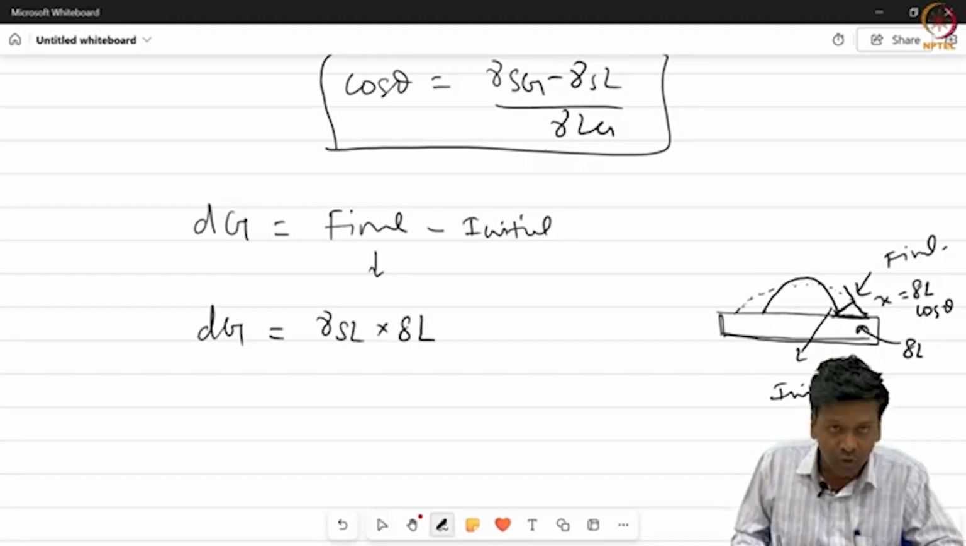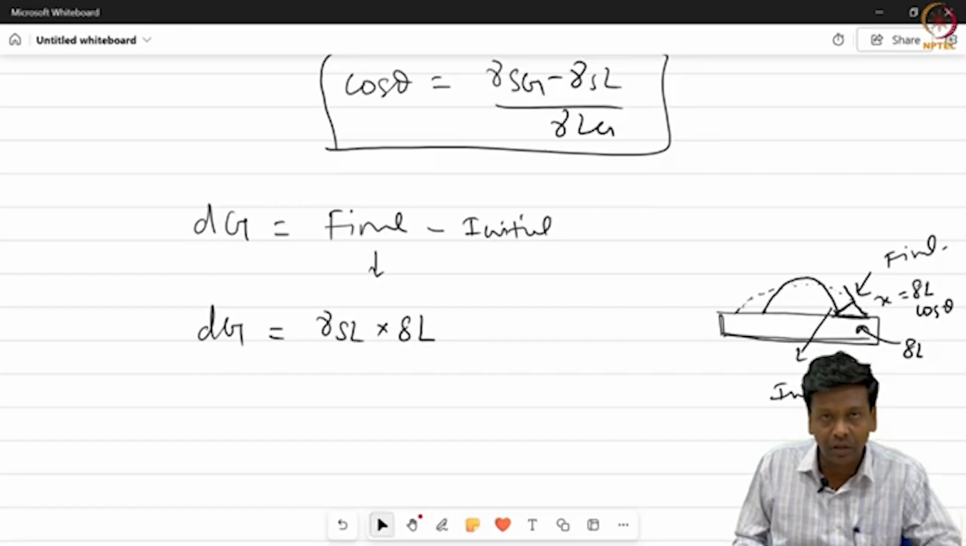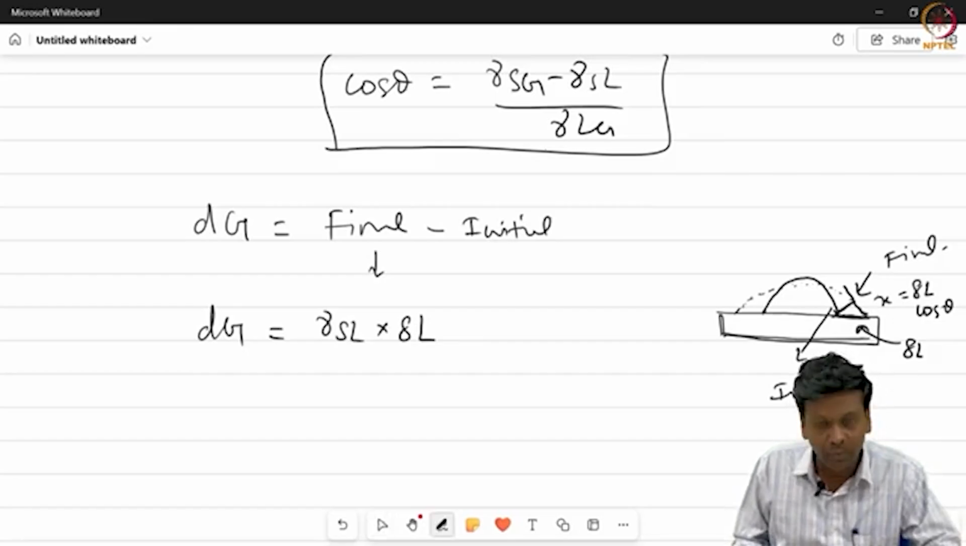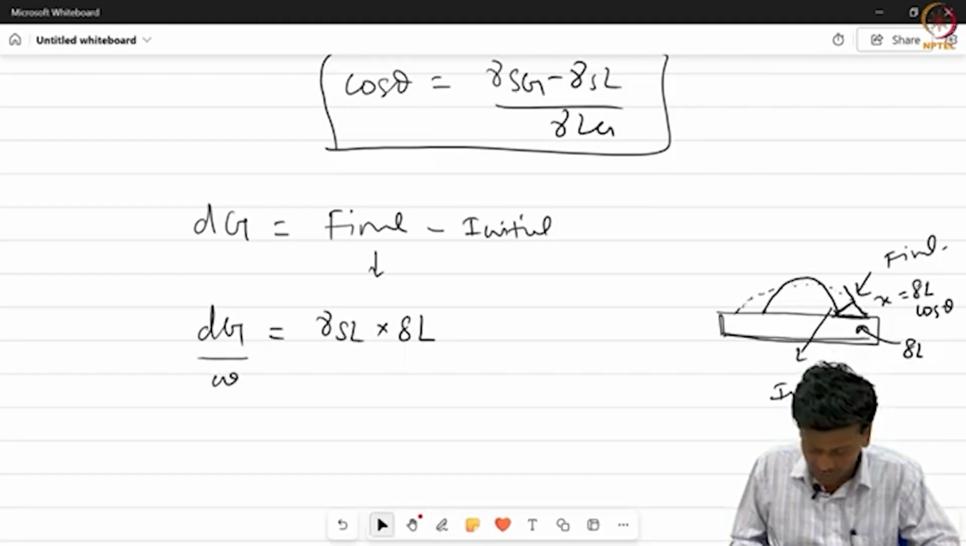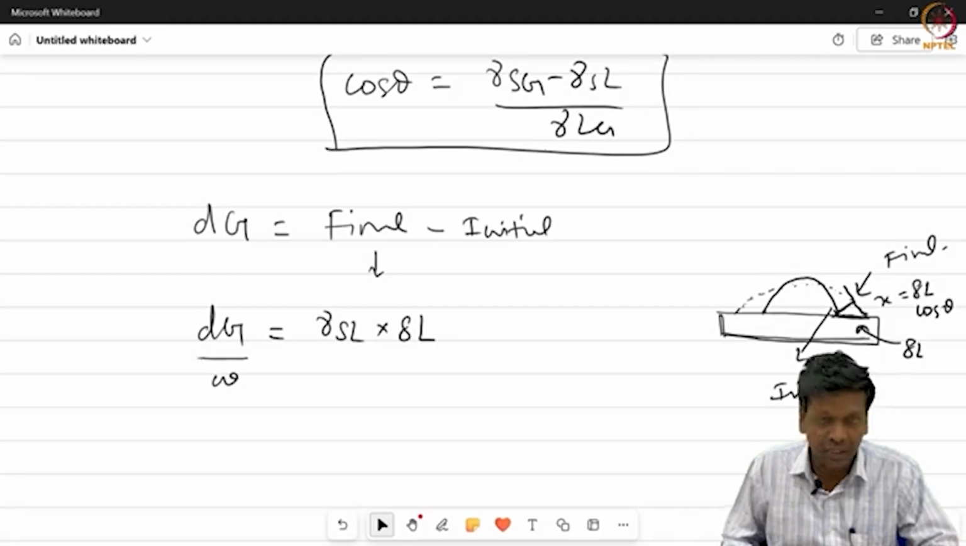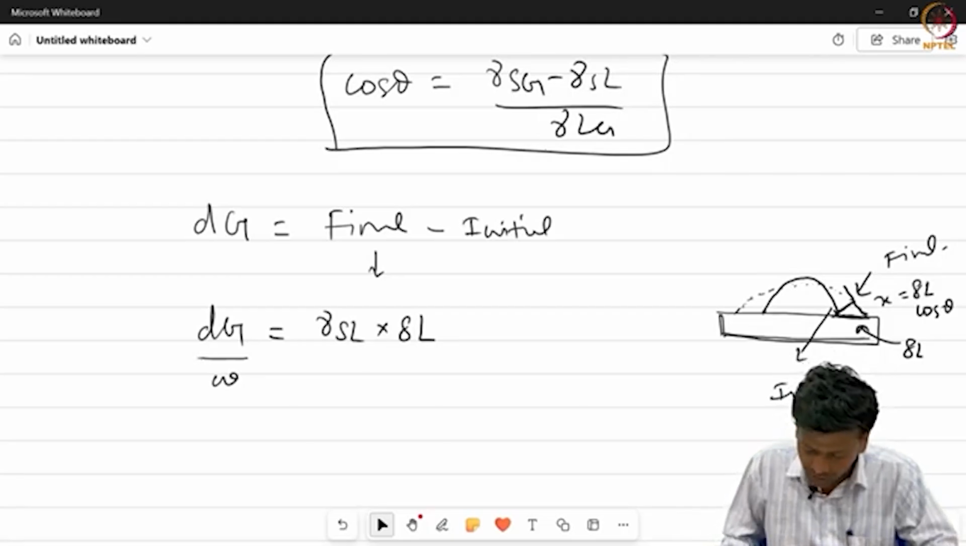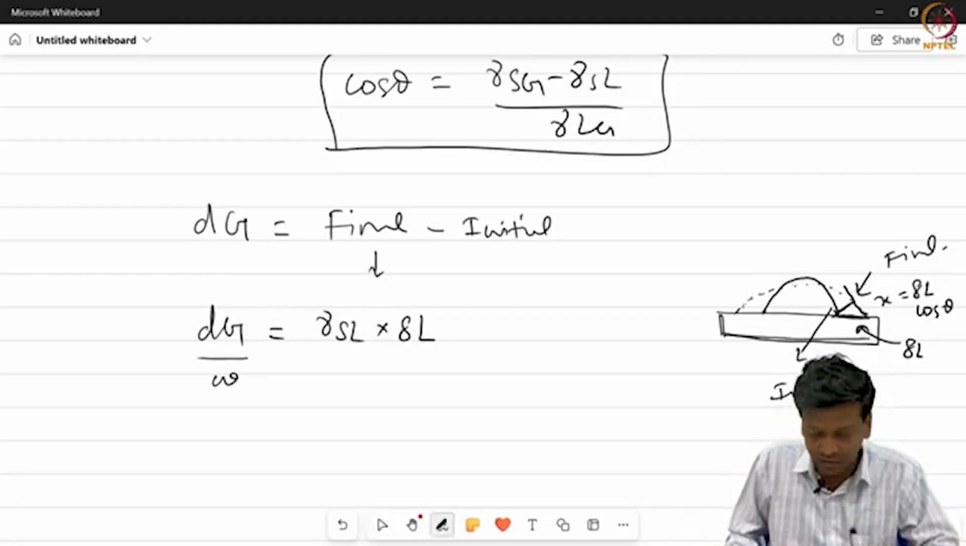So if you look at this, gamma SL into delta L is nothing but the force, simply nothing but the force, because it will be Newton ultimately. So to make this equation consistent, we will divide this change in Gibbs free energy with respect to unit of width, so that the equation is consistent throughout.